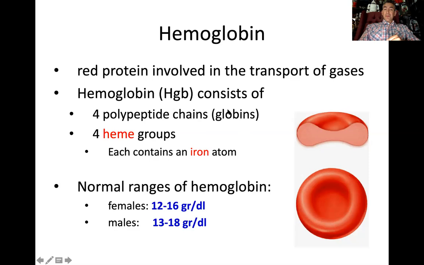So 4 globins, 4 proteins, and embedded in each globin we have a heme group. So this is where we get the name. A heme teamed up with a globin, we call that then hemoglobin. So each hemoglobin contains an iron atom, and this is what makes them heavy, and this is what enables it to bind with oxygen as well. So again, the range for hemoglobin there.